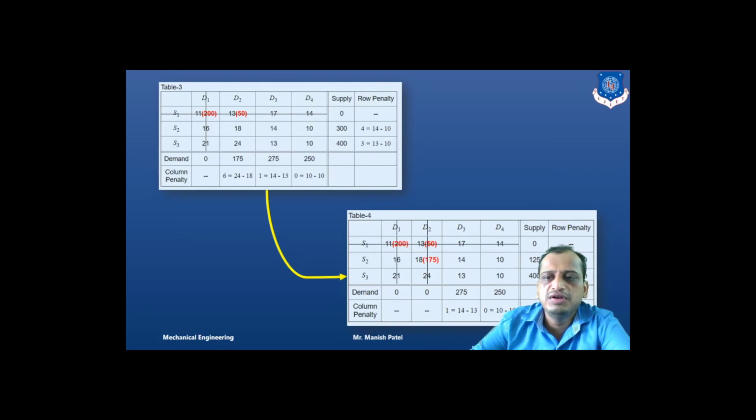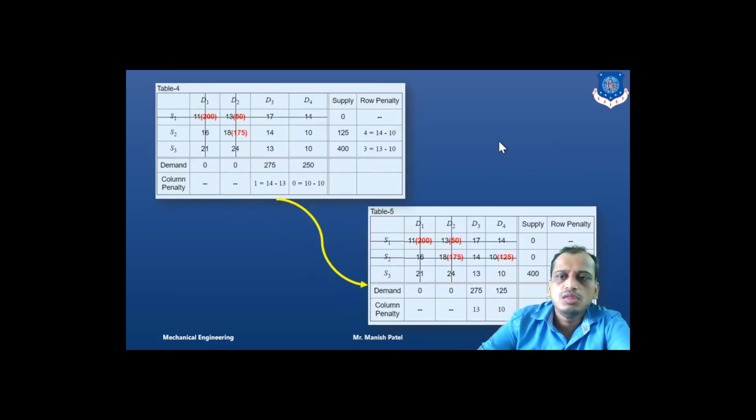So 250 and 125. What can we allocate? We can allocate only 125. So that is our next step. We will allocate 125 here. So the supply side constraint is fulfilled, right? When 250 minus 125 is coming out to be 125.